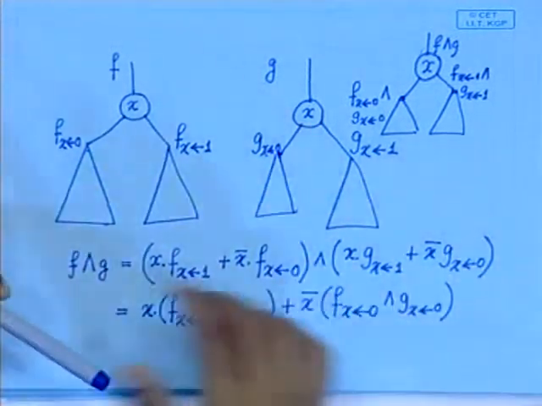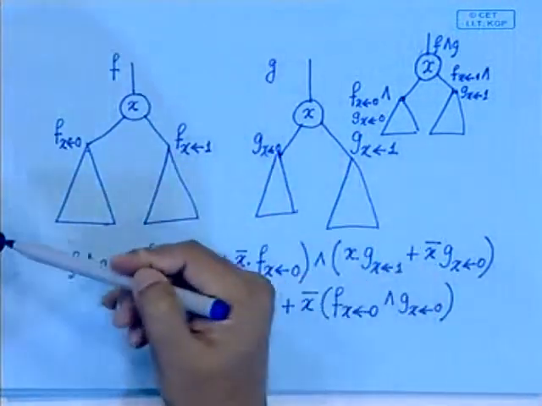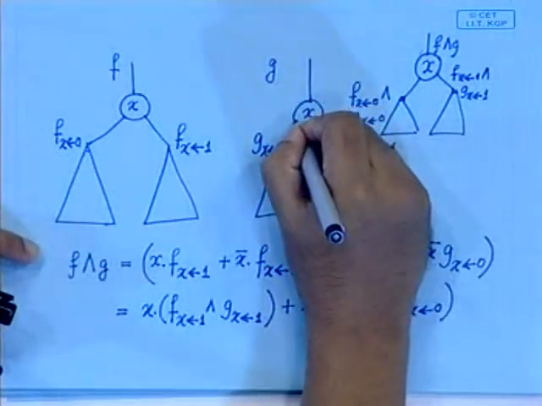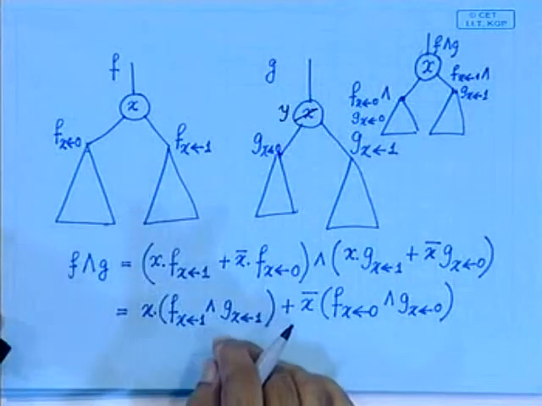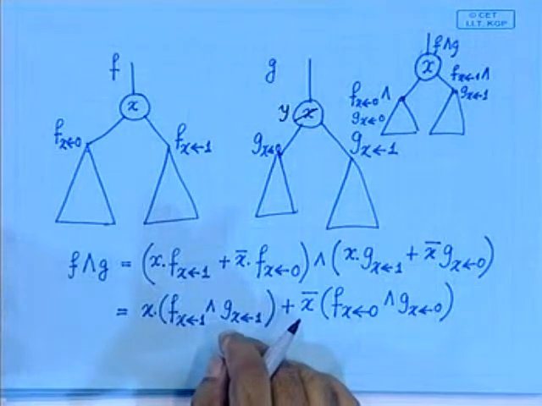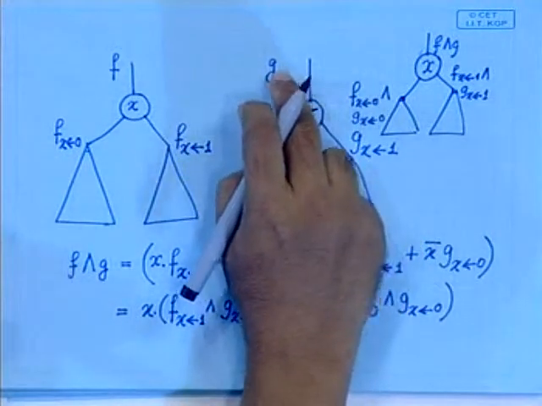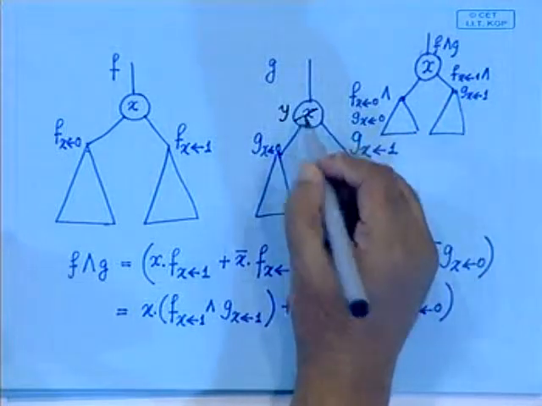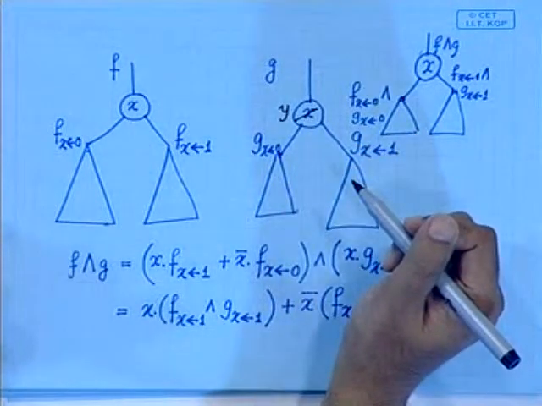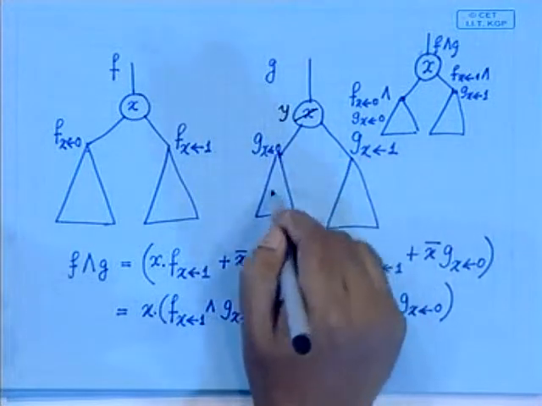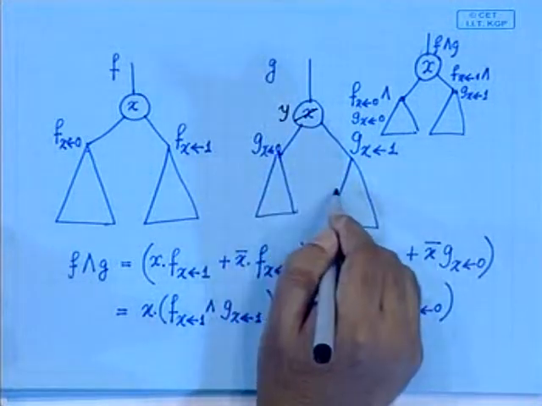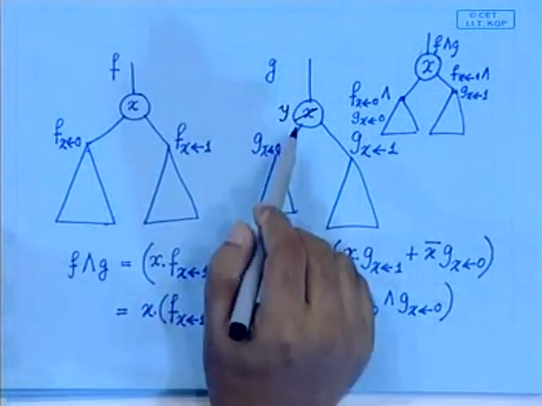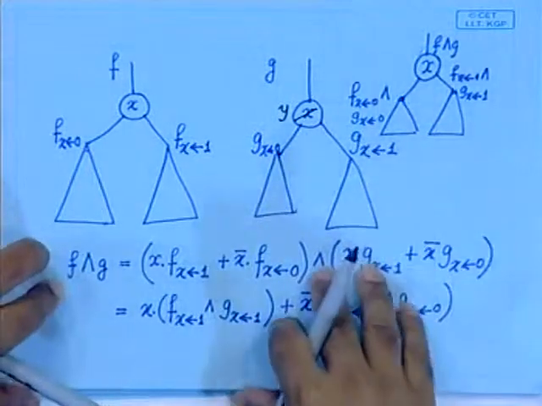Now suppose this is x and this one is some y. It is also possible. Suppose the function g doesn't have x, it has some y, or it has x but x is somewhere below. So now let us draw that case.